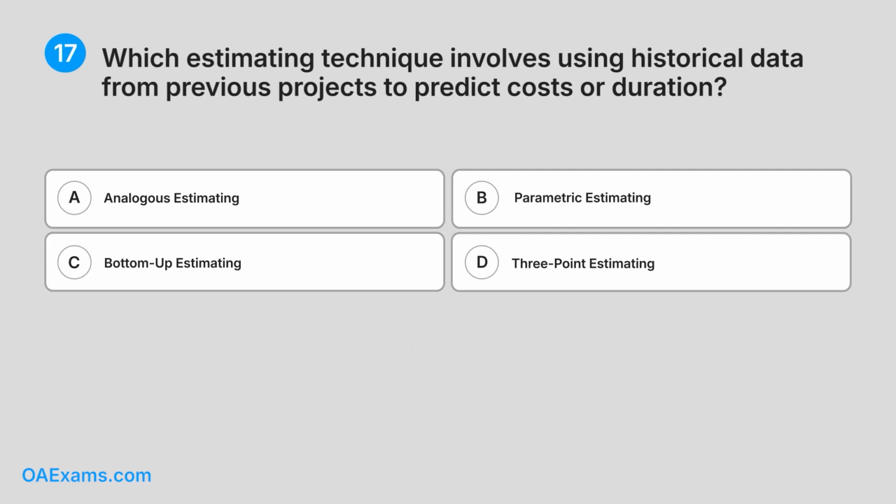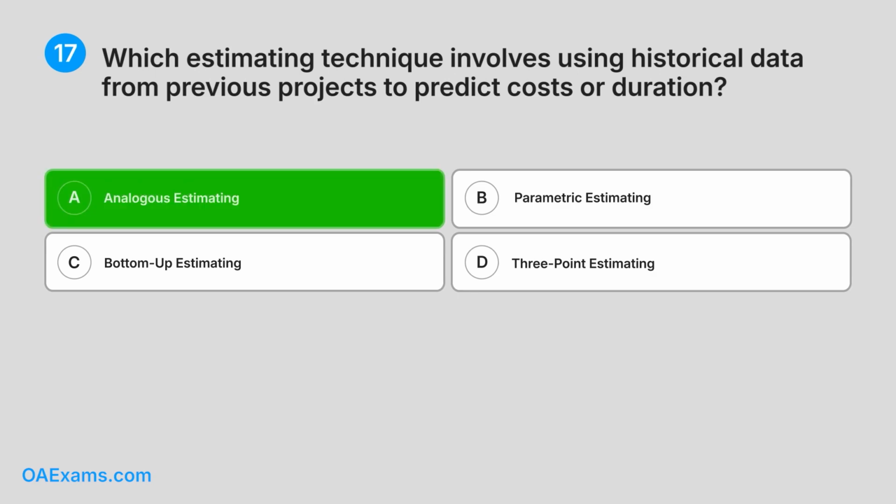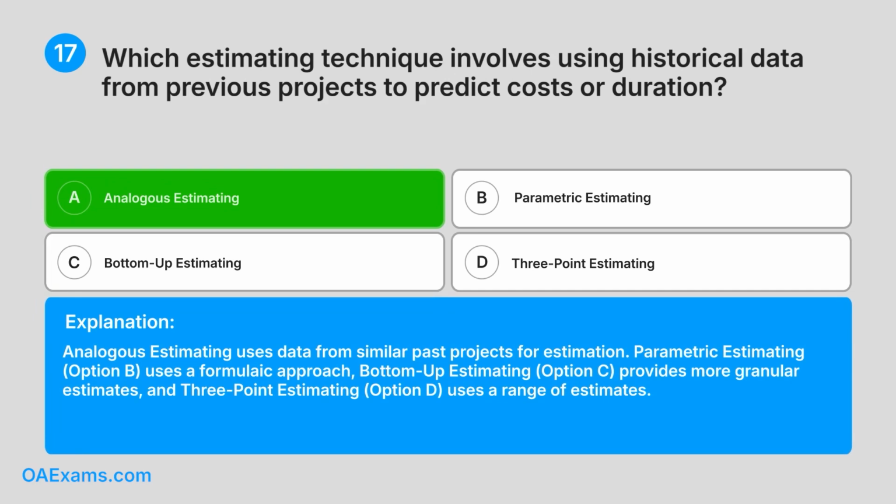Correct answer. A. Analogous estimating. Explanation: analogous estimating uses data from similar past projects for estimation. Parametric estimating, option B, uses a formulaic approach. Bottom-up estimating, option C, provides more granular estimates. And three-point estimating, option D, uses a range of estimates.